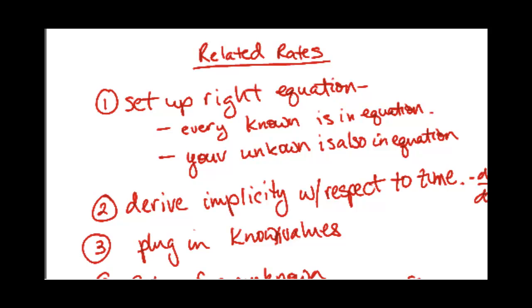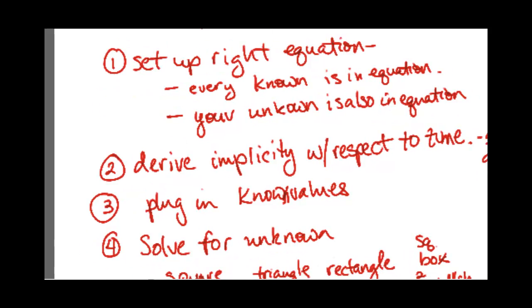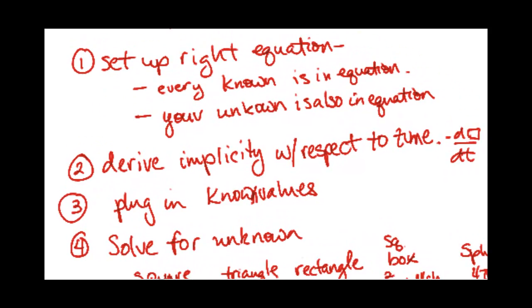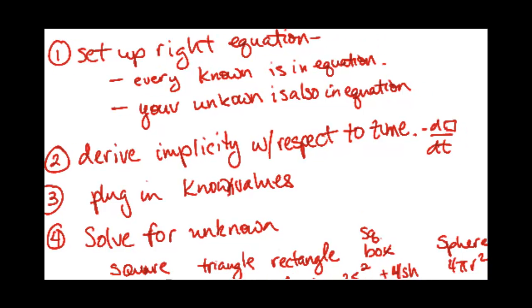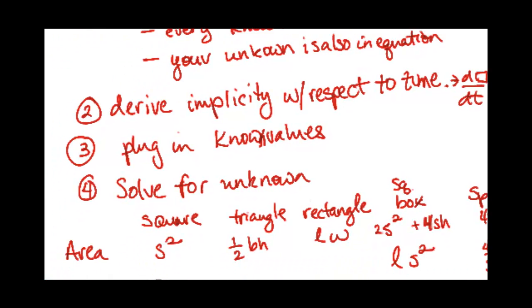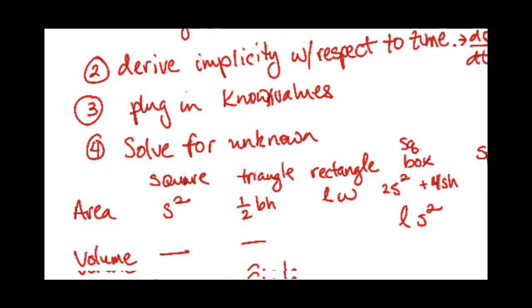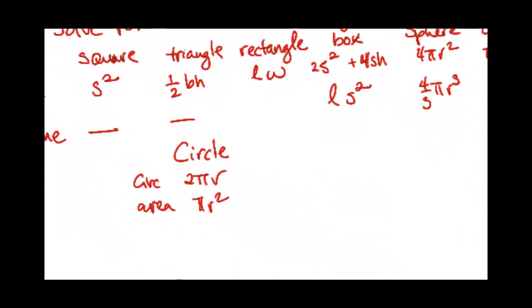First thing is to set up the equation with everything that you have and everything that you want in it. Then after that, derive implicitly with respect to time. What does that mean? That means derive normally, and any variable you derive, you're going to have to add a d something dt depending on what the variable is. Then plug in your known values and then solve for the unknown missing piece of the puzzle.